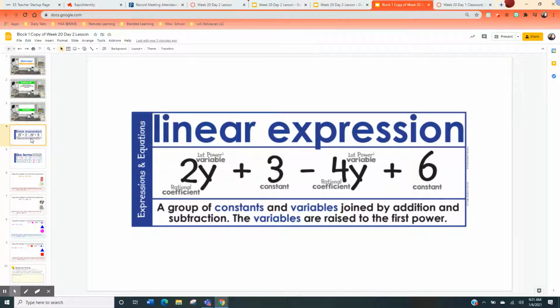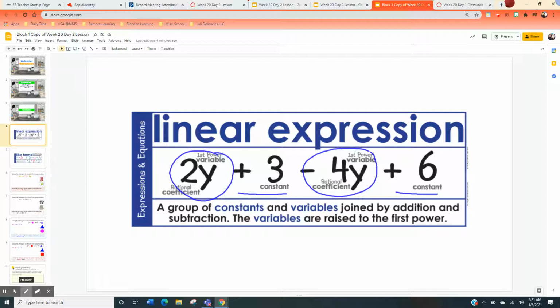Linear expression. A linear expression is a group of constants and variables joined by addition and subtraction. The variables are raised to the first power. So our linear expression is what we're going to be seeing. It's going to be expressions made up of coefficients with variables like we see here. And it's also going to be made up of constants. What they call constants are just the number by itself.